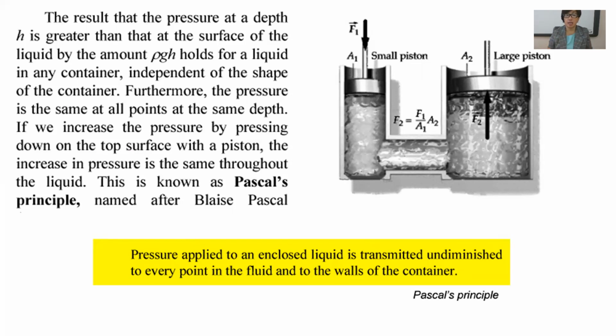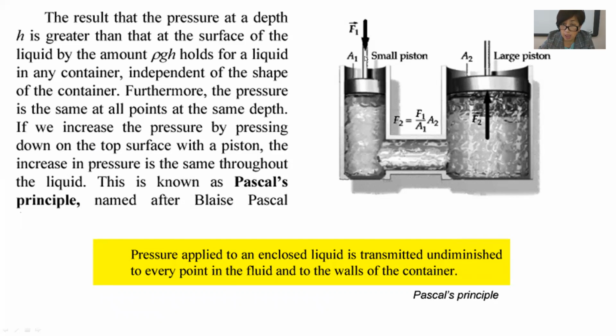If we increase the pressure by pressing down on the top surface with the piston, the increase in pressure is the same throughout the liquid. This is known as Pascal's principle, named after Blaise Pascal. Here we take action on the small piston, which has area 1, and the large piston has area 2.